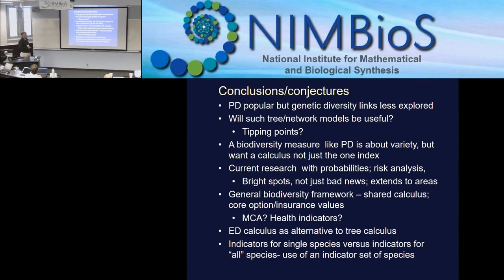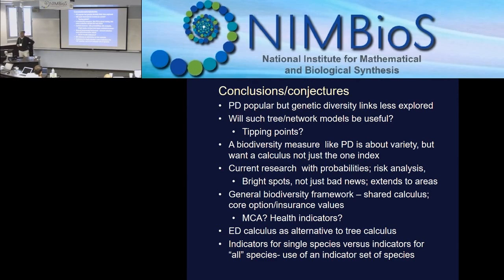Our current research at the species level might be relevant to genetic diversity in that we're using probabilities of extinction, we're doing risk analysis, looking at worst case losses and so on. We're also looking not just at bad news, but looking at bright spots. And again, these sorts of good news stories might be useful when we're looking at genetic diversity. So I've talked a bit about this shared calculus and insurance values. Health indicators, MCA there stands for multi-criteria analysis.